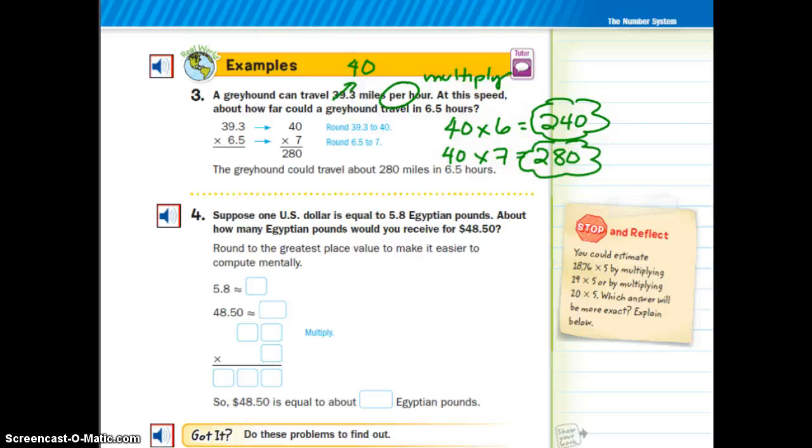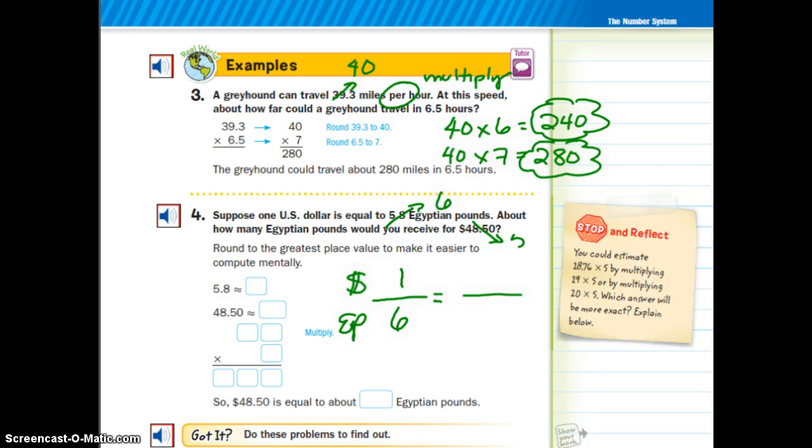Suppose $1 US is equal to 5.8 Egyptian pounds. About how many Egyptian pounds would you receive for $48.50? So in this case, I now have a line equal line, and I've got dollars and Egyptian pounds. It doesn't matter whether I put the dollar on top or bottom because they're both money. I always stress that money goes on top, but in this case, they're both currencies. One is the US and the other is Egyptian pound. So we know for every US dollar, it's equal to 5.8 Egyptian pounds. We're going to round that to 6. How many would you receive for $48.50?